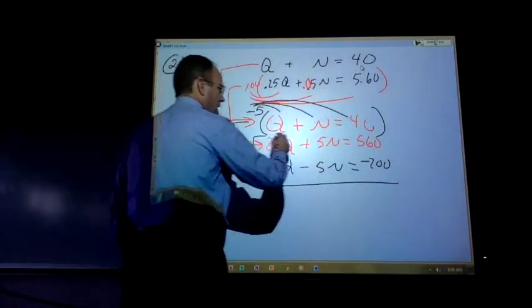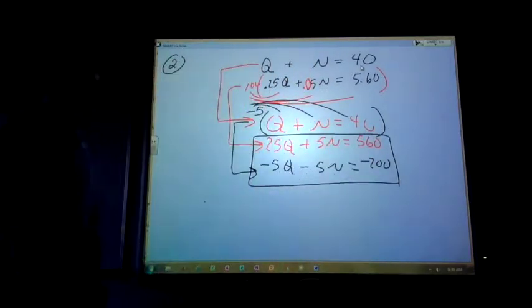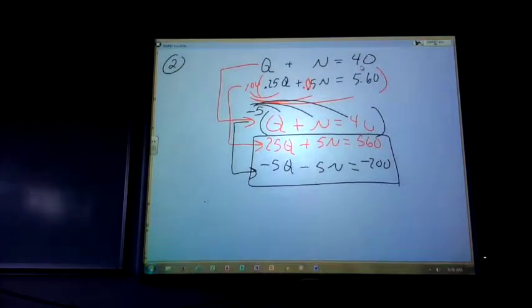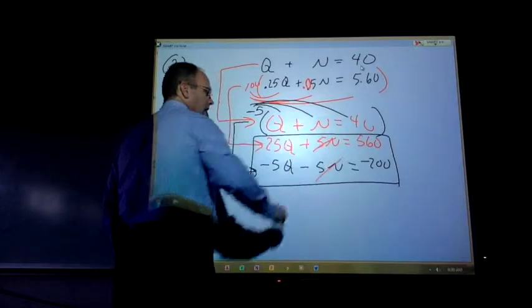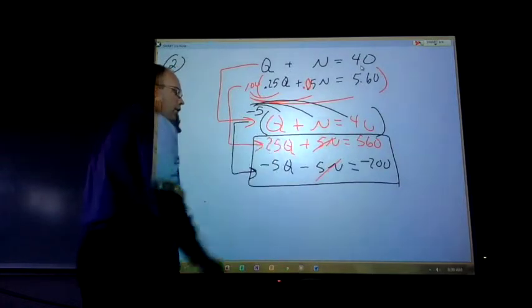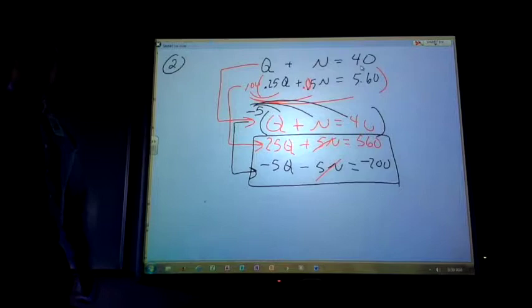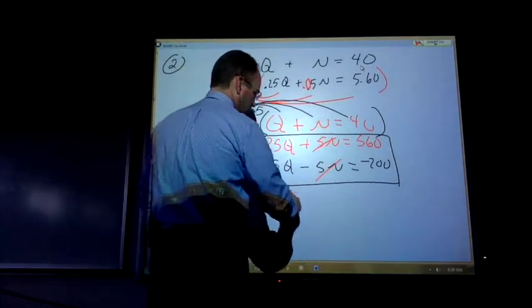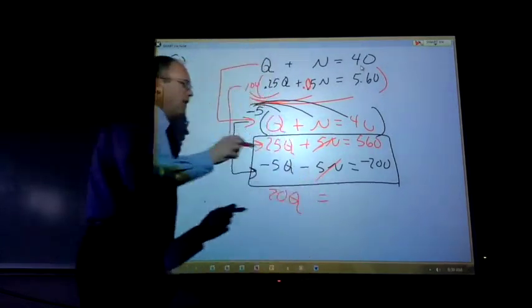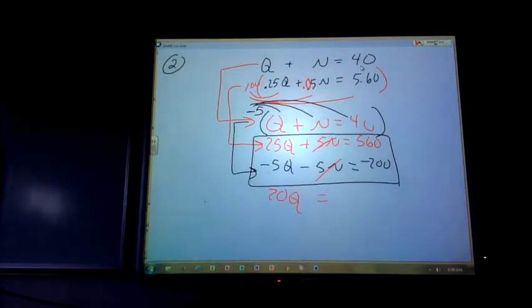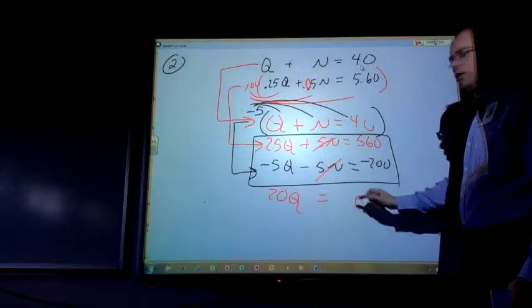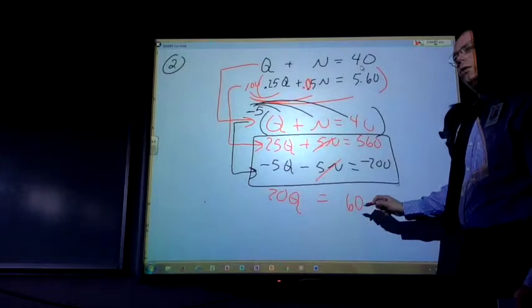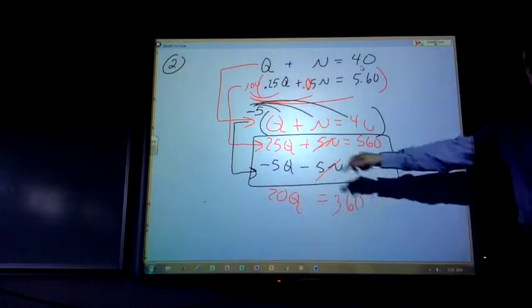So George, if I add those 2 equations together right now, what letters bye-bye? N. Good. Mackenzie, that and that cancel out. What does 25Q minus 5Q give me? 20Q. And then 560 minus 200 is how much? 0 minus 0 is 0. 6 minus 0 is 6. 5 minus 2, 360. And then what do I do to get Q by itself?